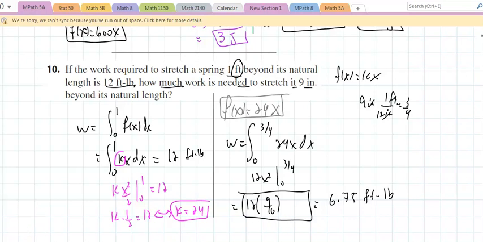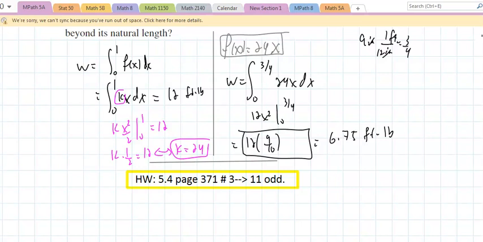Let me give you the homework. The homework on this section is page 371, number 3 through 11.